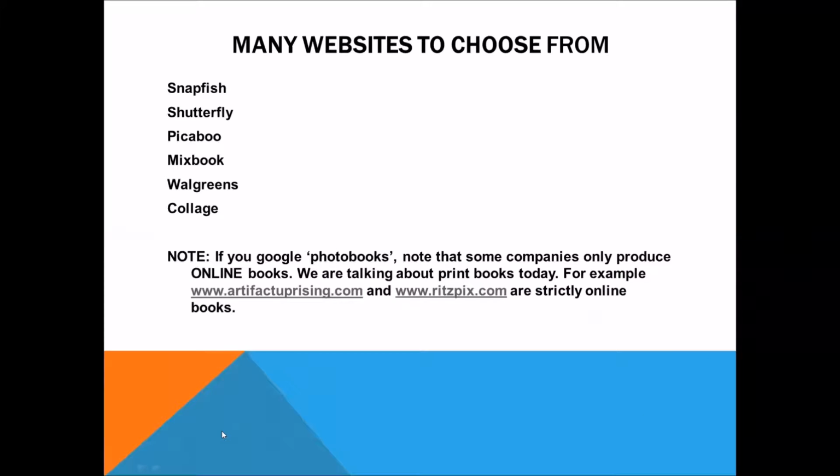There are many websites to choose from. These are six that I have used, and they're all quality. They all produce quality products. I'll talk a little bit more about the difference between them towards the end of this presentation. One note, if you do Google photo books, there are some companies that only produce online books. What we're talking about today are print books. You create them on your computer and then they mail them to you.